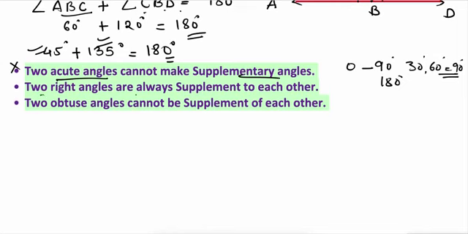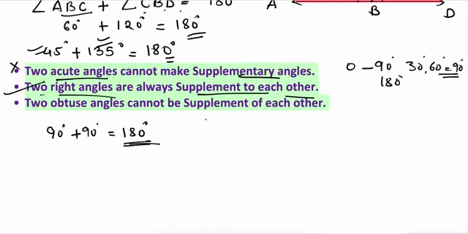Two right angles are always supplements of each other, because two right angles means 90 degrees plus 90 degrees, and their sum is equal to 180 degrees. For supplementary angles, the sum of the two angles should be 180 degrees. So two right angles are always supplements of each other.